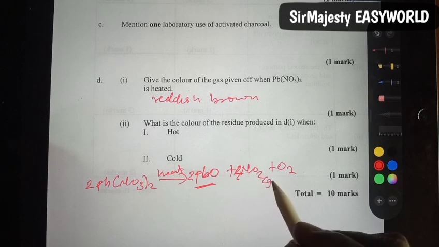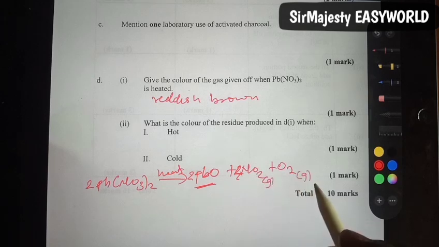That's the gas giving off. Then this is also a gas, but it's oxygen giving off. That's what makes this lead nitrate a powerful oxidizing agent, because all nitrates on action of heat will liberate oxygen. It's a must that all nitrates liberate oxygen on heat.